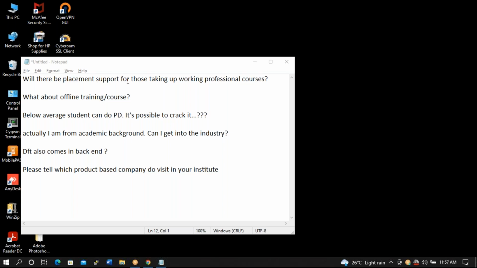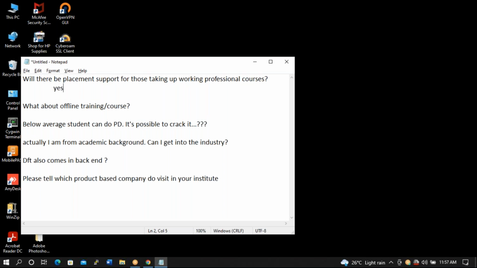Will there be placement support for those taking up the working professional course? Yes, you will get the support. The only difference between a fresher course and a working professional course is that a fresher course consists of 2 months of basic study. I was there for some part of the session where Rudra was doing physical design, explaining floor plan, placement, CTS, many things.